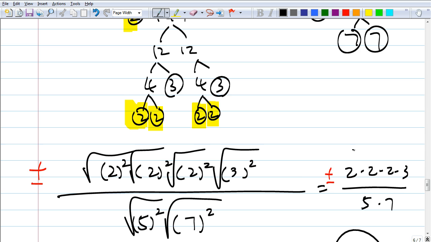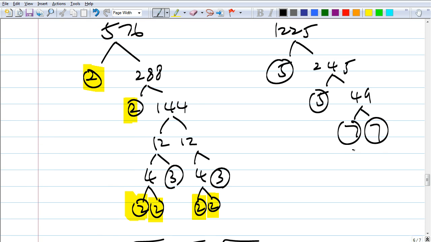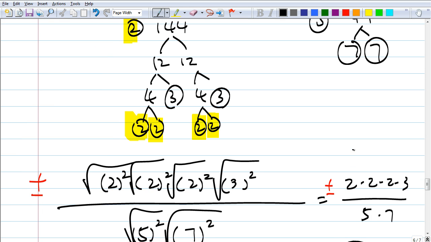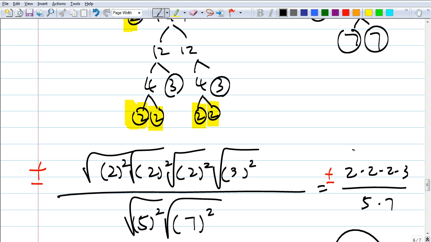Because you don't always have to start with 2 times 2, right? It could have been something else, like you said, 9 times something. But at the very end, the number of leaves you get should be the same, right? So you should have gotten the square root of 2 squared, the square root of 2 squared, and so forth. So I get 2 times 2 times 2 times 3 over 5 times 7.